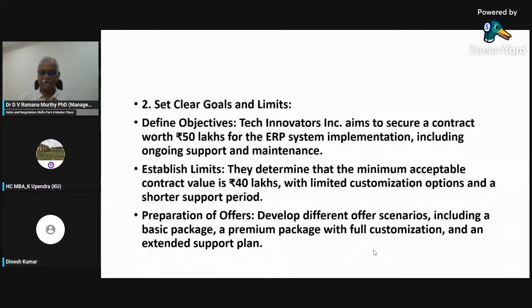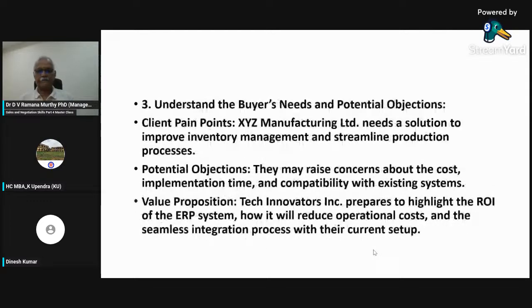That's the second one. The second goal, the second aspect, is set clear goals and limits, wherein we define objectives, establish limits, and prepare offers. And the third one is understanding buyers' needs and potential objections.